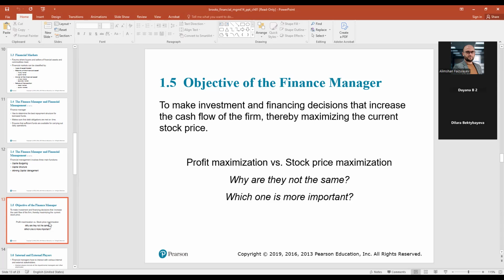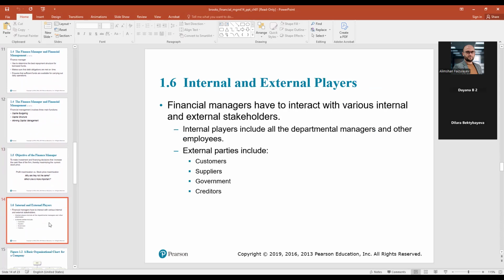There should be balance between this and those. So there are some external and internal players. Financial managers should be interacting with various internal and external stakeholders. These are the customers, suppliers, government, and the creditors. Why should the government be involved in the companies? What is the reason that the government is there?